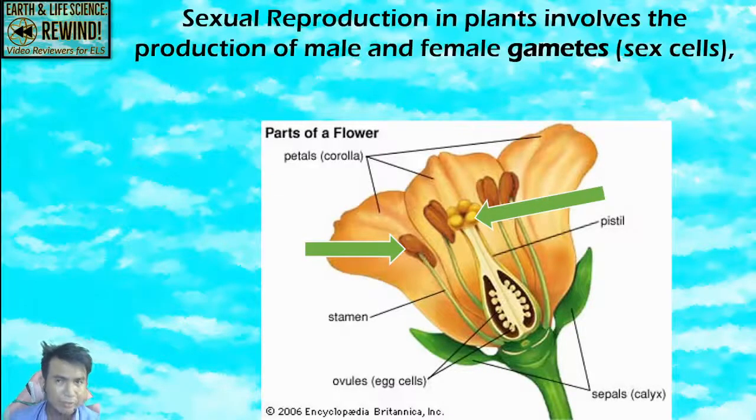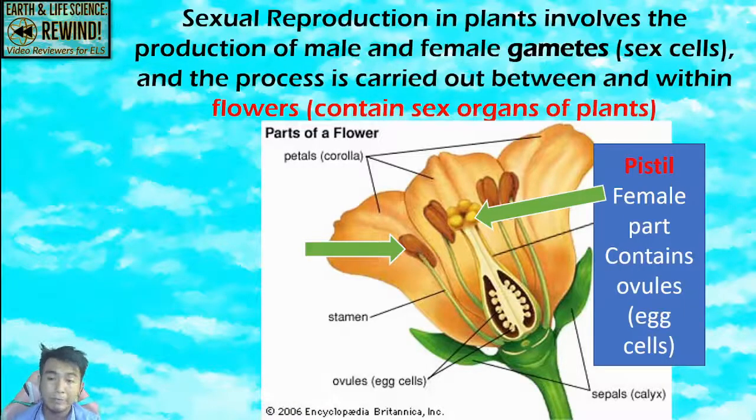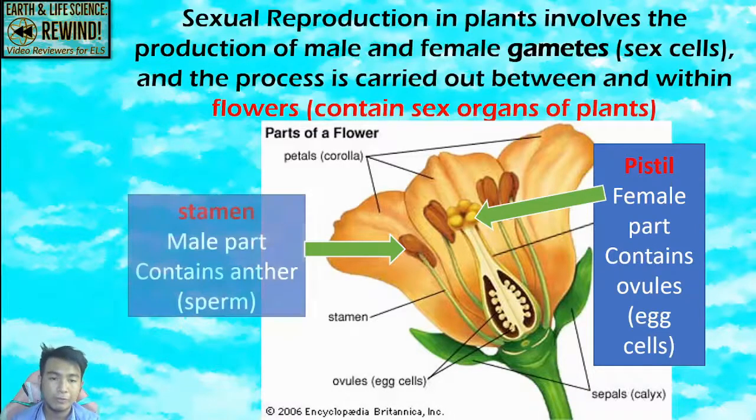Now, for sexual reproduction in plants, it involves the production of male and female sex cells, or what we call gametes. And the process is carried out in between and within flowers. The flowers are parts of the plants that contain the sex organs. In the middle of the flower is the pistil, the female part that contains the egg cells or the ovules. Stamen is the male part that releases the anther or the pollen that contains the sperm.